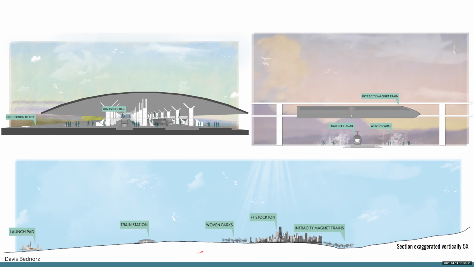And then surrounding the city, we have these woven parks with the intercity magnet raised trains, and then of course the city itself. And then on the top right is a closer look at the woven intersection with the rail running underneath, the parks surrounding it, and the intercity magnet train running above it. And then of course the train station is just a pretty standard train station for a high volume of people.